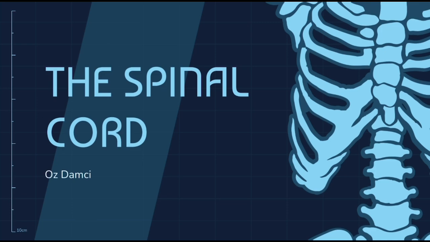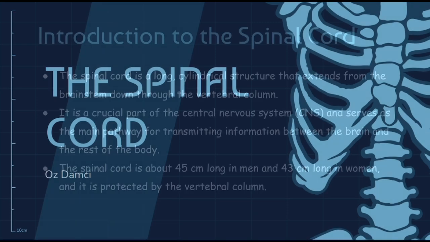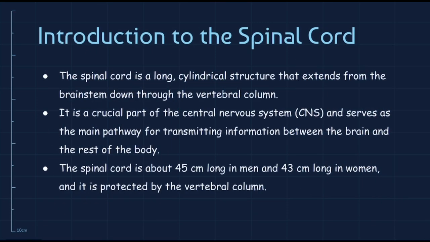Today I'll be presenting on the spinal cord. So, introduction to the spinal cord. The spinal cord is a long cylindrical structure that extends from the brainstem down through the vertebral column. It is a crucial part of the central nervous system and serves as the main pathway for transmitting information between the brain and the rest of the body.